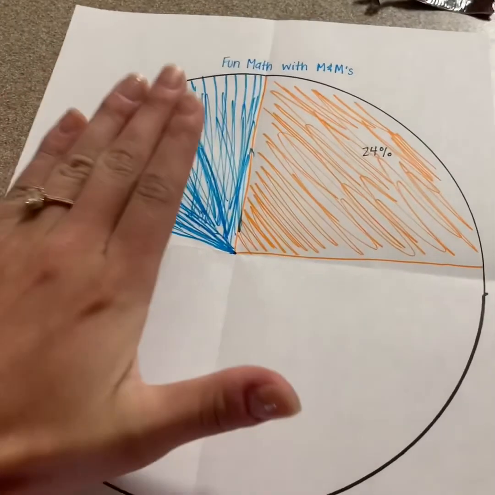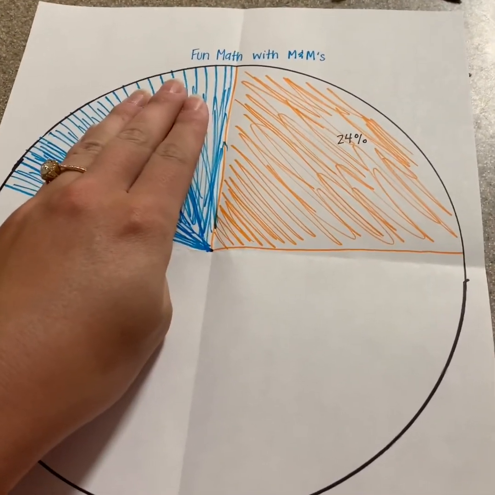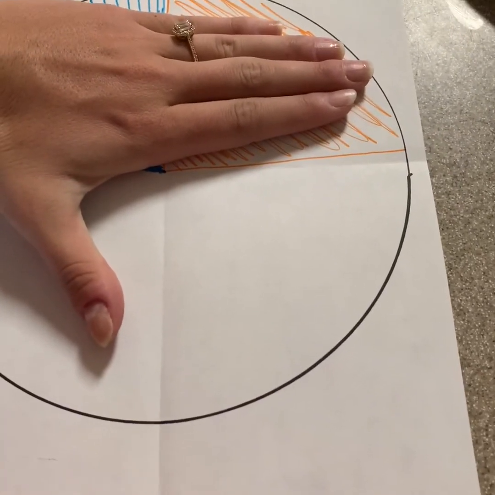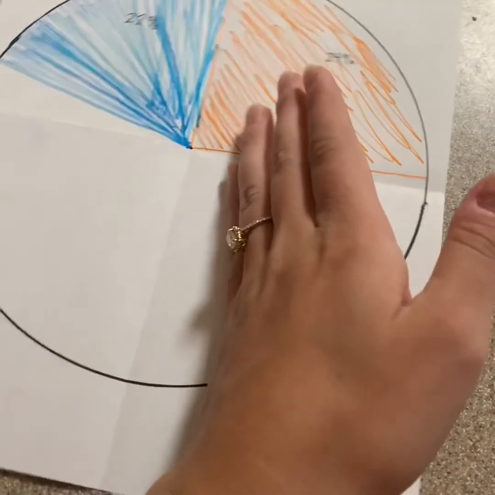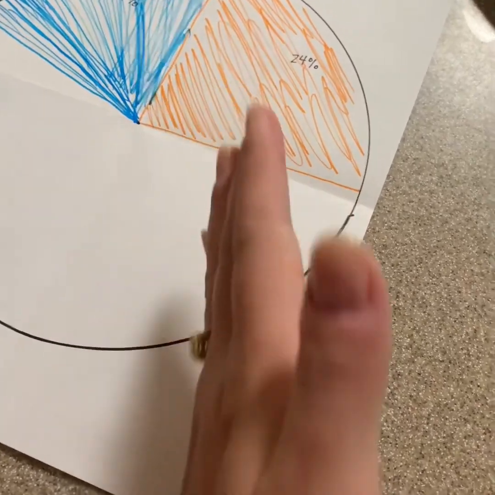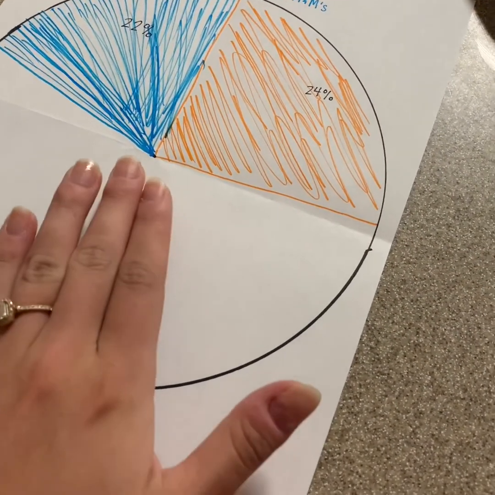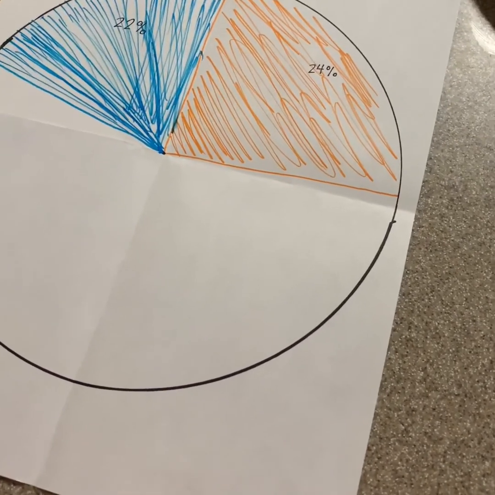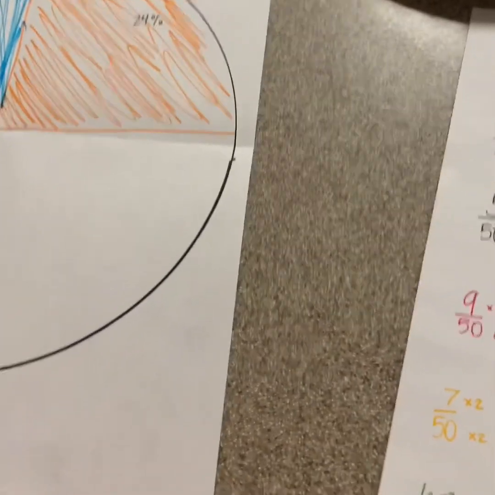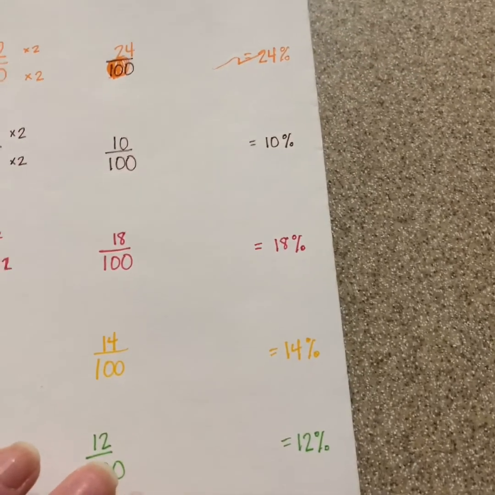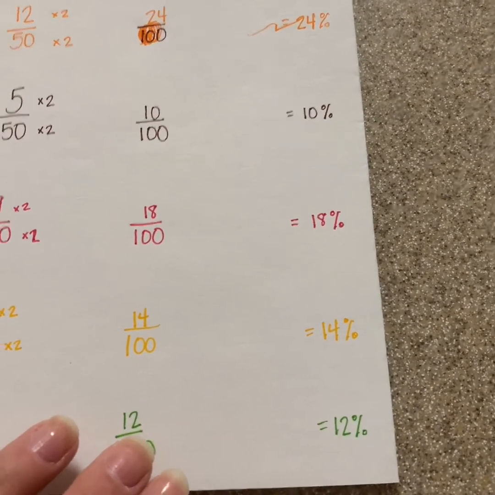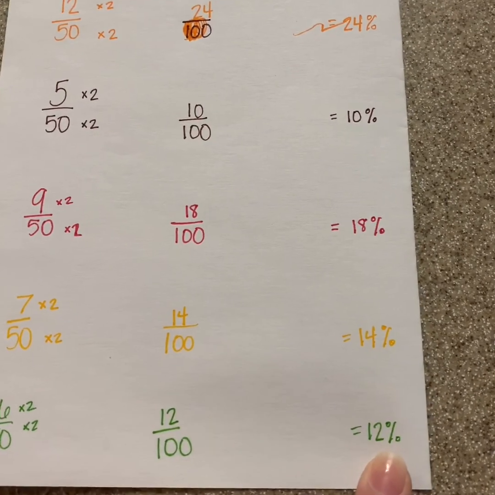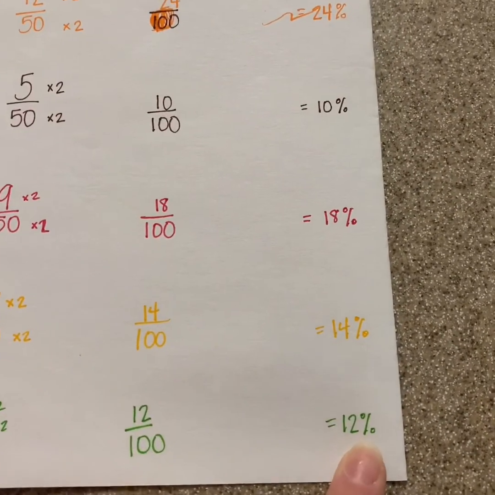We said that half of our circle would be 50%, and 1/4 of our circle would be 25%. If I were to split this 1/4 in half again, so pretend I took this 25% and I just cut it in half, half of 25 would be 12.5. So if I come over here, do I have any numbers that are close to 12.5? Most of my numbers are, but I have this 12% down here. So I'm going to use that next.